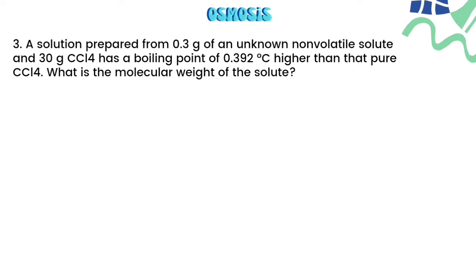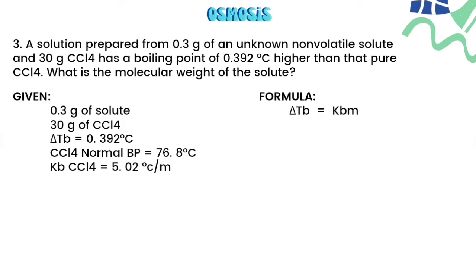A solution prepared from 0.3 grams of an unknown non-volatile solute and 30 grams of carbon tetrachloride has a boiling point of 0.392 degrees Celsius higher than that of pure carbon tetrachloride. What is the molecular weight of the solute? Again, here is the given information for us to start solving for the molecular weight of the solute.